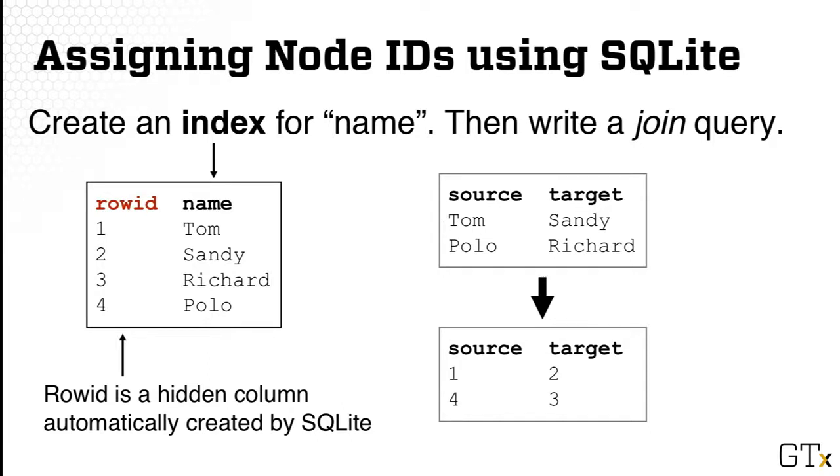And row ID is a hidden column that SQLite uses internally to identify rows. And here we use it to identify nodes instead. And lastly, once you have the node name to node ID mapping, then you can easily convert an edge list that consists of node names into an edge list of node IDs by using a simple join statement.